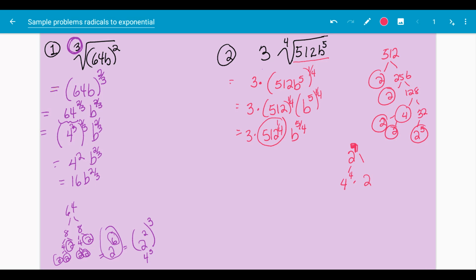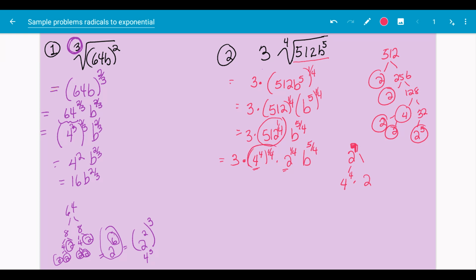So I'm going to write 512 differently. I'm going to say 3 times, instead of writing 512 to the 1/4 power, I'm going to write 4 to the 4th power to the 1/4 power times 2 to the 1/4 power. I'm factoring 512 to 4 to the 4th and 2. Now, if you wanted to multiply these out and see if that in fact gives you 512, you could do so, and you would see that that works. It's always a good idea to check those things. All right, and then we have b to the 5/4.